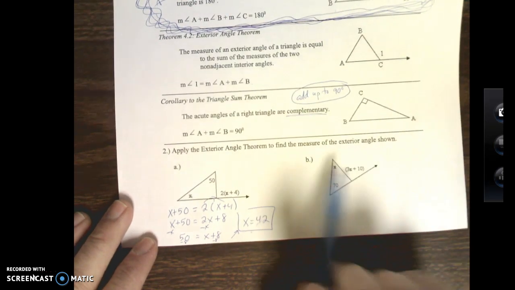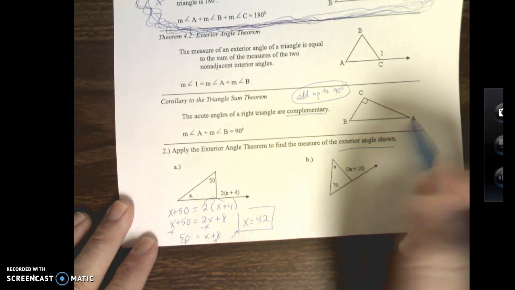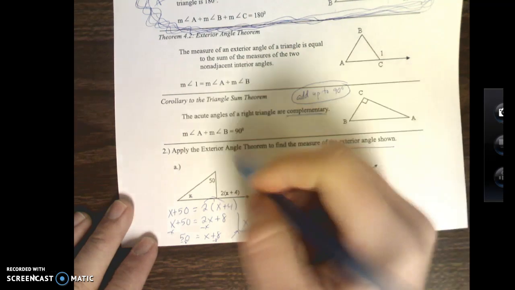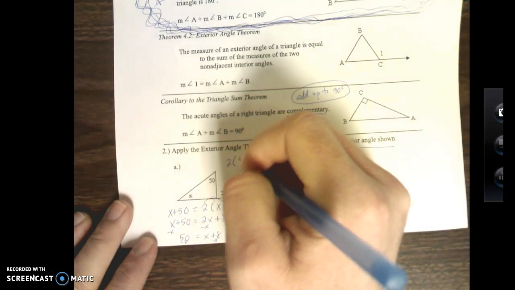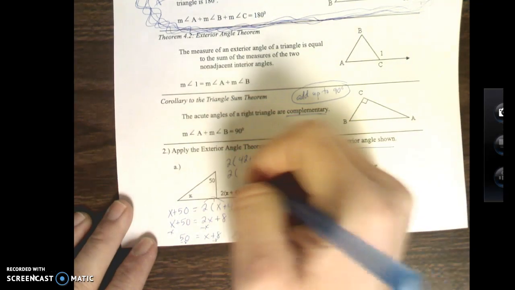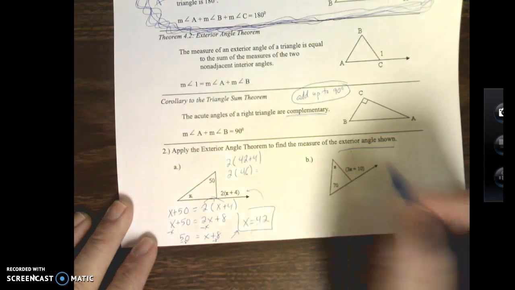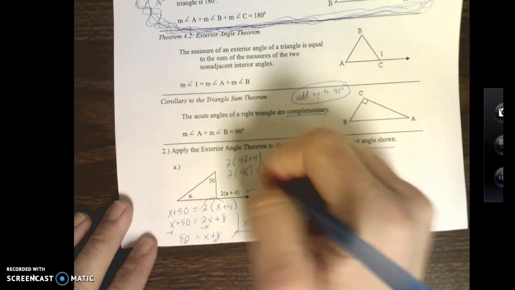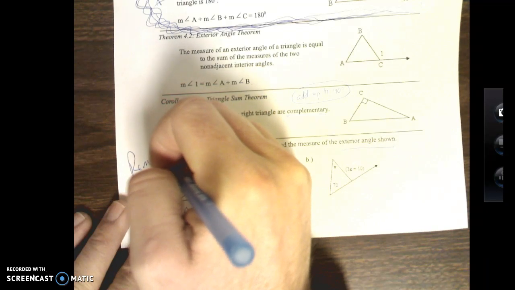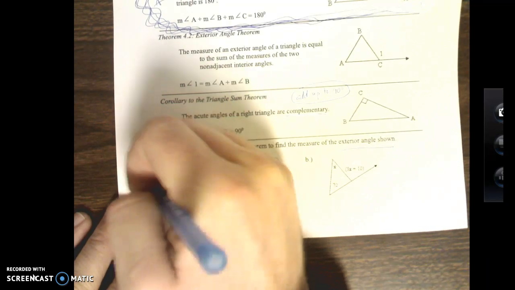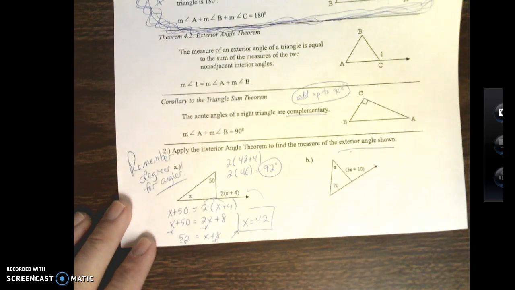Now it's asking us to find the measure of the exterior angle. Guys, exterior means outside. I'm taking 42 and plugging it in. So 2 parentheses 42 plus 4. 2 times 46 gives me 92 degrees. I'm really going to emphasize too: remember degrees for angles.